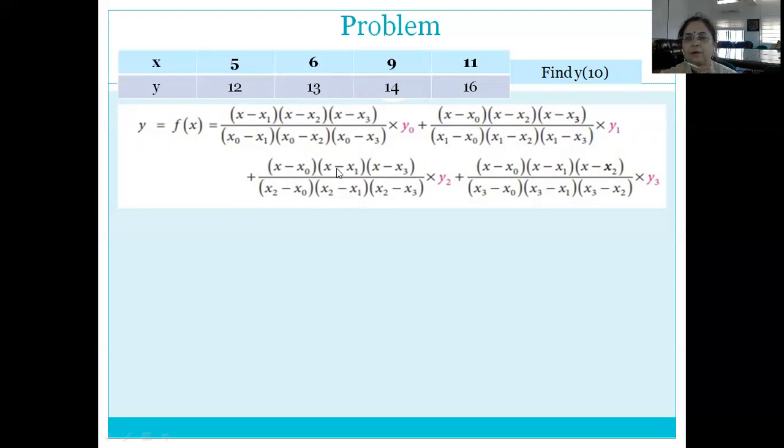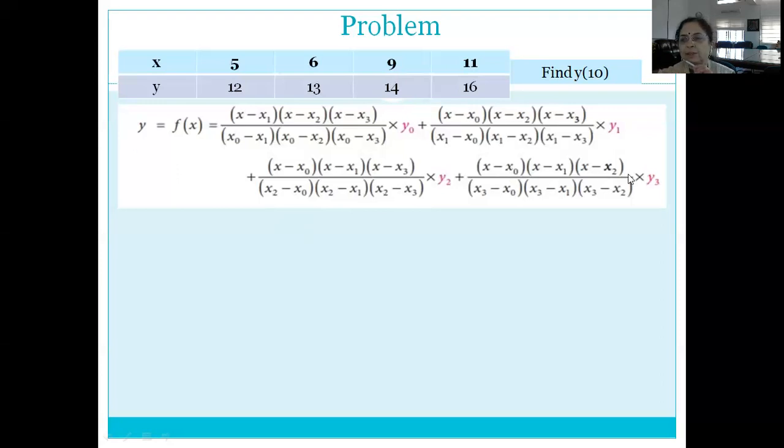Okay, can we now cross check? So now we have understood for the third data point. Now it is x2 which we will be considering. So x minus x0, x minus x1, we are not writing x minus x2 but directly x minus x3, divided by x2 minus x0, x2 minus x1, x2 minus x3 multiplied by y2, which is this value.